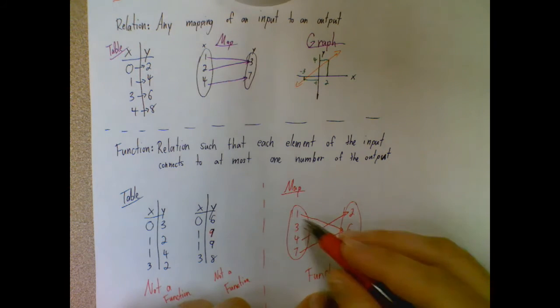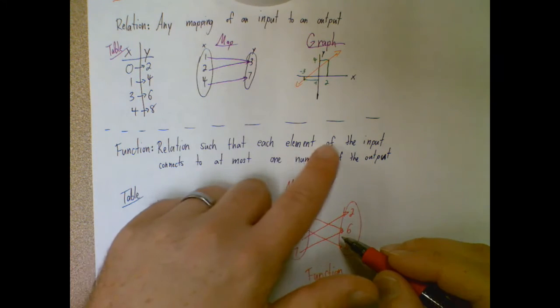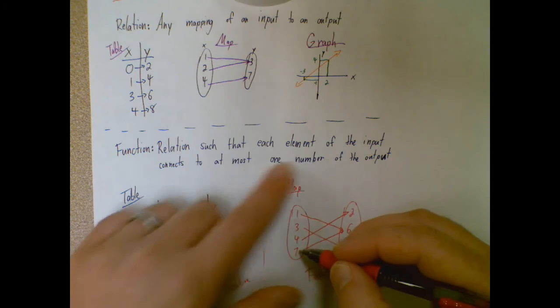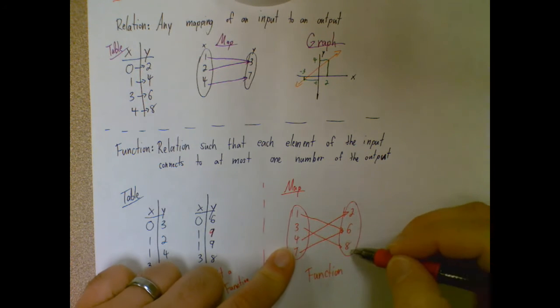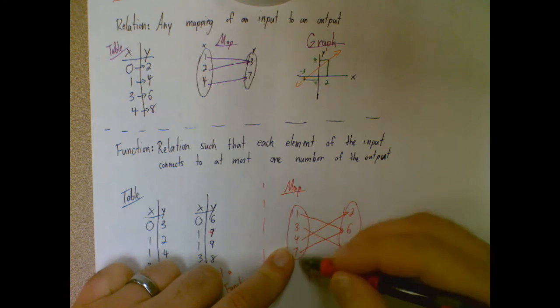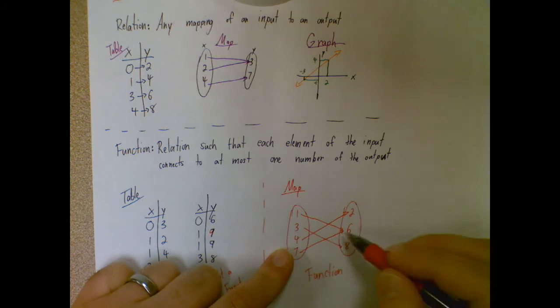Even though 1 and 7 are both going to 6, that's fine, because it says each element of the input connects to one element of the output. So each of these 4 are going to one number. The fact that multiple ones are going to the same number doesn't matter. So 1 and 7 both going to 6 is fine.